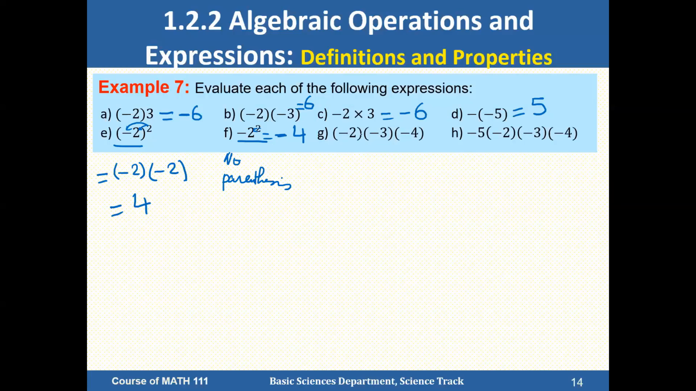G: we have minus times minus gives plus, times minus gives minus. We have 2 times 3 is 6, times 4 is 24. H: minus times minus gives plus, 5 times 2 is 10. We multiply these two first, associative, then we multiply the others. Minus times minus gives plus, 3 times 4 is 12, giving me 120. So these are some properties of negatives. Be careful when you deal with parentheses.